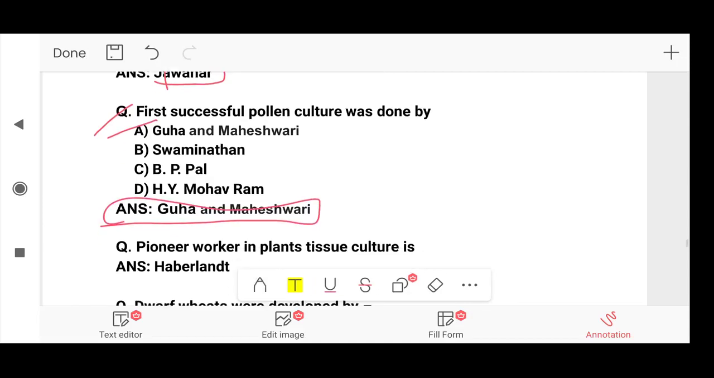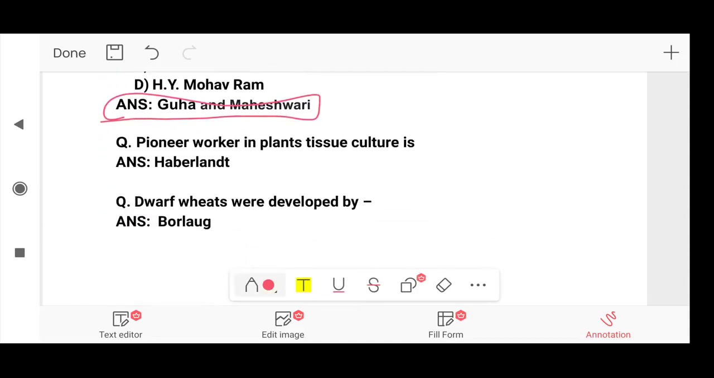Next, pioneer worker in plant tissue culture is, answer is Haberlandt. Next, dwarf wheats were developed by, and the answer is Borlaug.